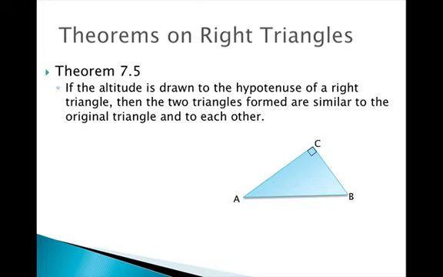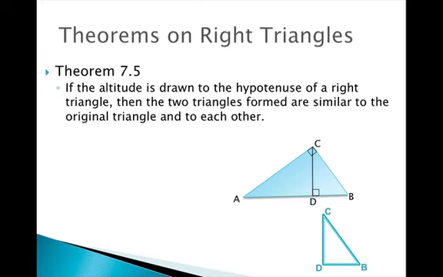So just to refresh your memory, we don't have to draw an altitude on a right triangle because we know its height. However, we certainly can draw an altitude. So we're going to draw the altitude CD to the hypotenuse AB. So there's our altitude CD. And what this theorem states is that the two triangles formed are similar to the original triangle and to each other. So we have 2 new triangles that we formed, and we're going to call those out a little bit.